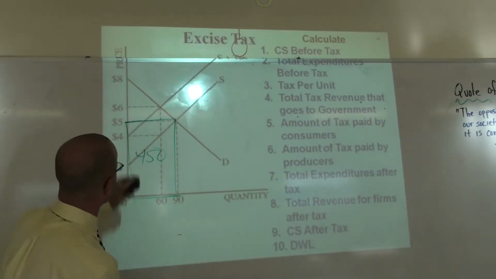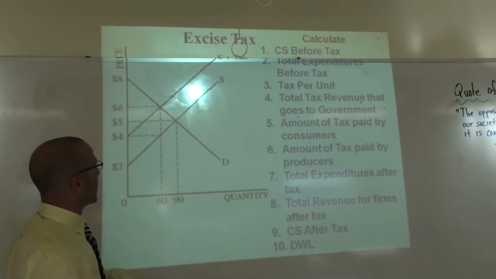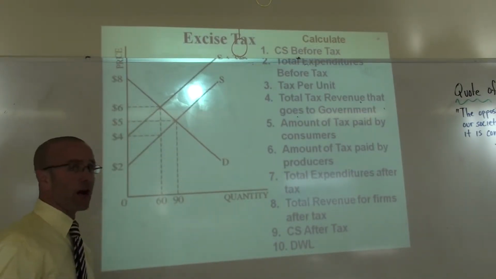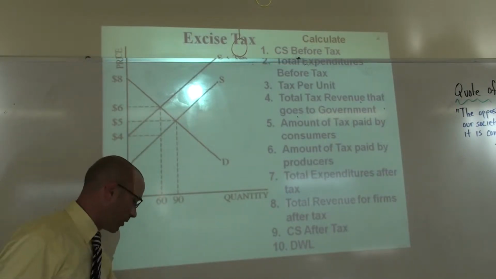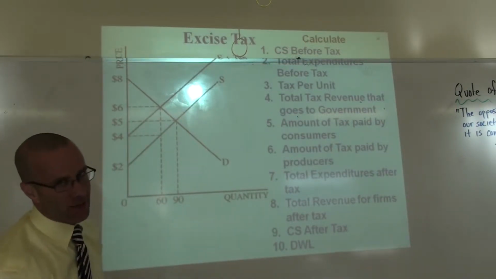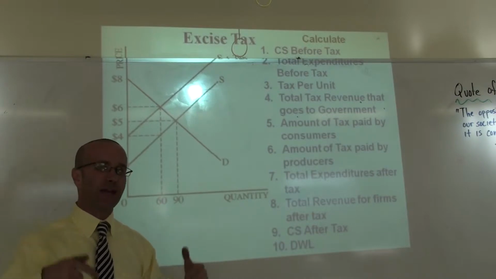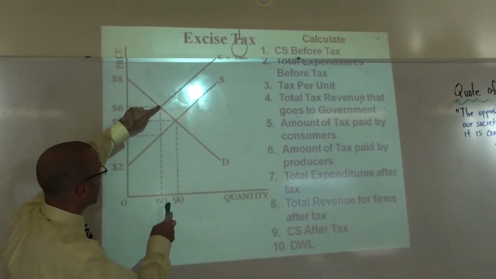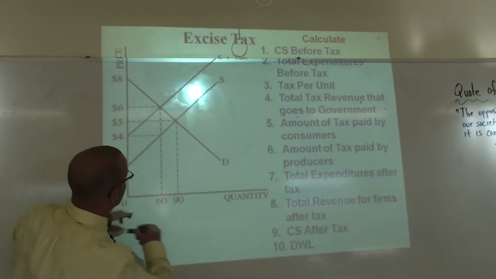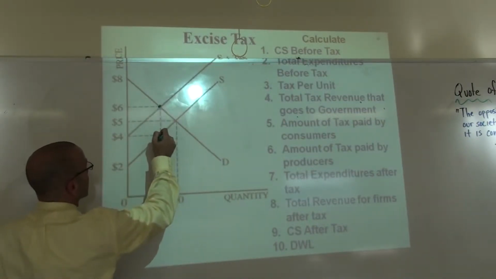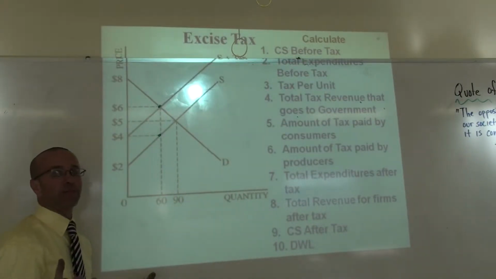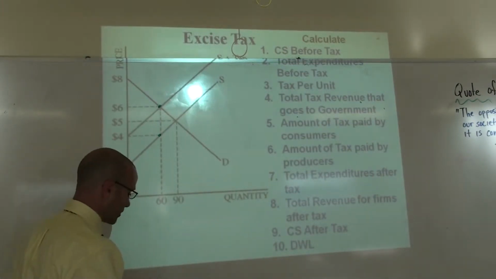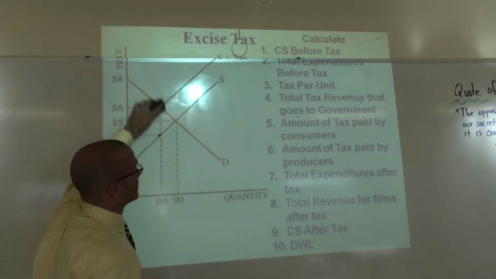All right, next question. What is the tax per unit? Well, we know that the tax will shift the supply curve up and to the left. Here's our new equilibrium. What is the value of the tax? Well, you can find the value of the tax by looking at the vertical distance between the two supply curves. So here's our equilibrium at 6. Here's the vertical distance between the supply curves. It's 6. It's 4. The tax must be $2. All right, $2 per unit is the tax.